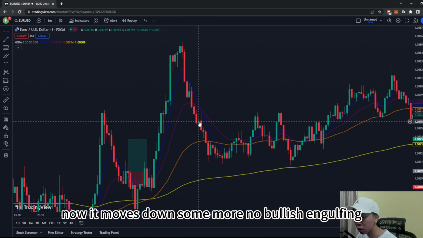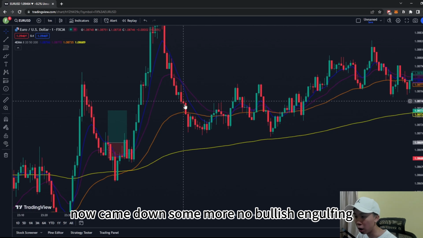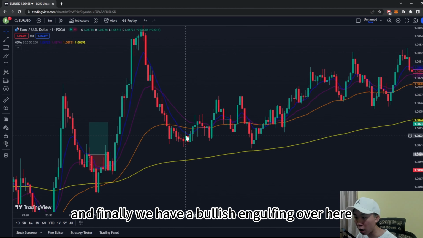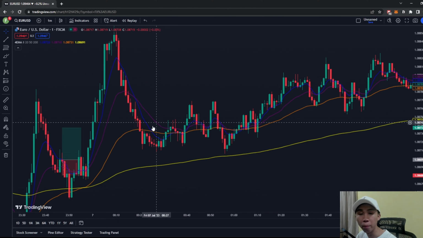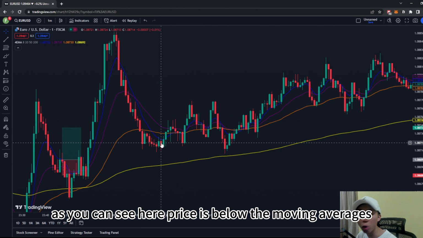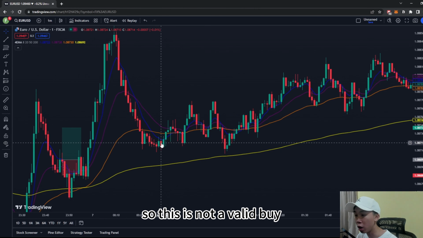Now it moves down some more, no bullish engulfing. Now came down some more, no bullish engulfing. And finally, we have a bullish engulfing over here. But now the moving averages are below. As you can see here, price is below the moving averages. So this is not a valid buy.